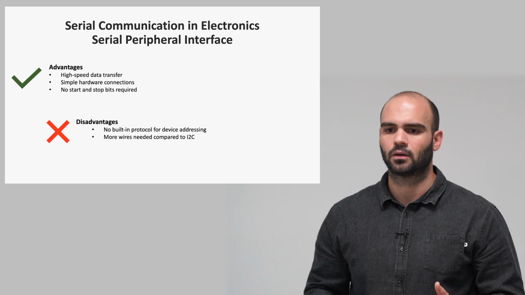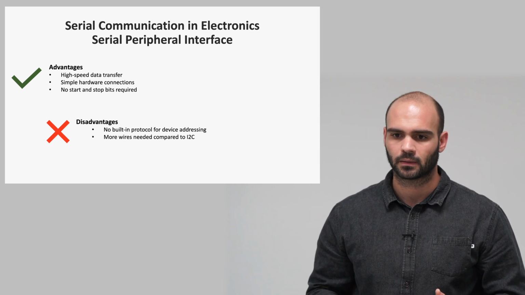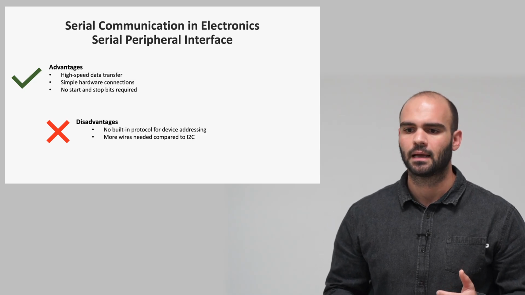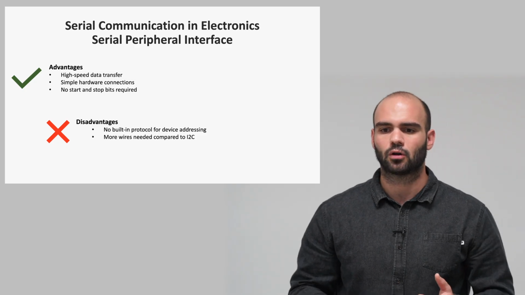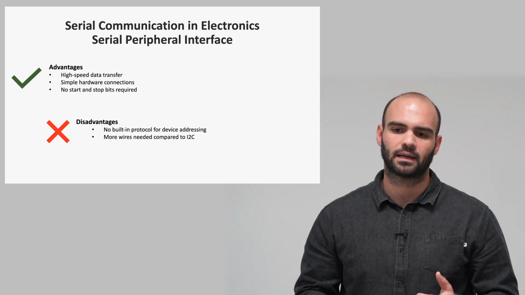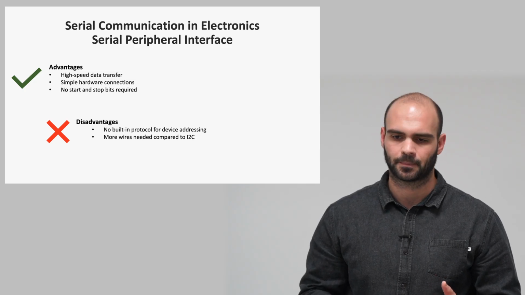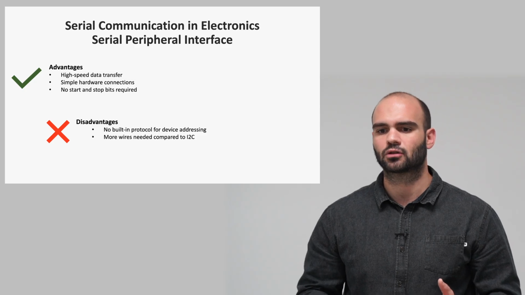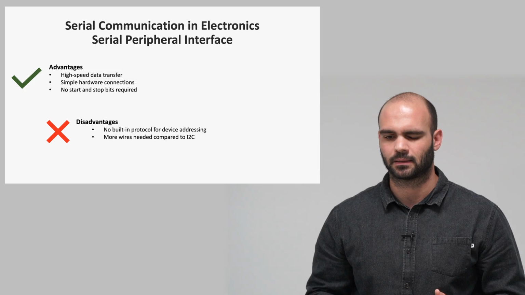Let's quickly look at the main advantages and disadvantages of SPI protocol. Starting with advantages, SPI allows high-speed data transfer, making it one of the fastest serial communication methods. It also uses simple hardware connections, which means it's easy to set up between microcontrollers and devices. Another benefit is that SPI does not require start-to-stop bits, so data transfer is straightforward and efficient.